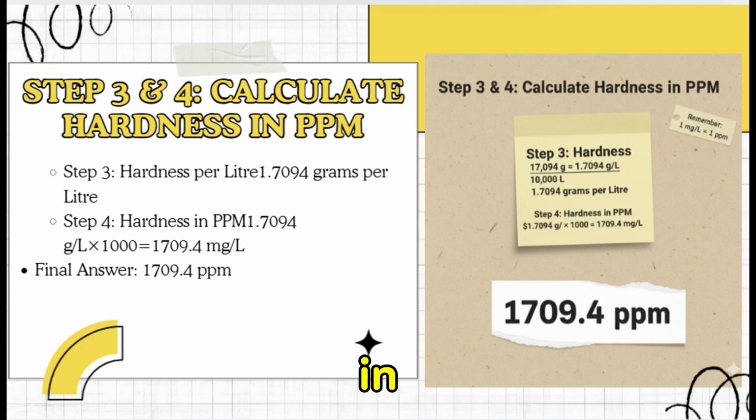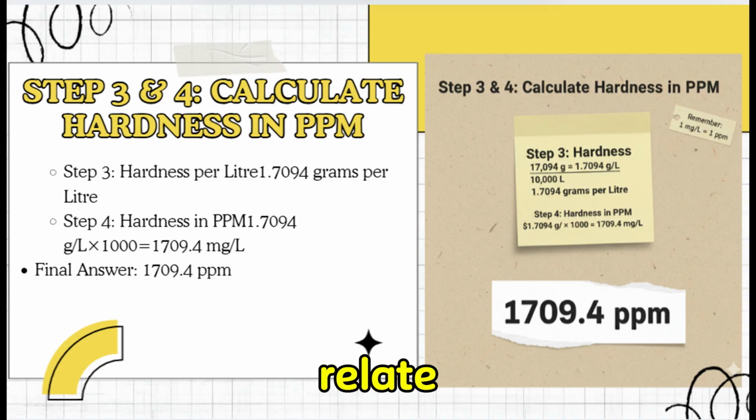Step 4. Express the hardness in ppm. The standard unit for hardness is milligrams per liter, which is the same as parts per million. First, let's convert grams to milligrams by multiplying by 1,000. 1.7094 grams per liter becomes 1,709.4 milligrams per liter. And since 1 milligram per liter is equal to 1 ppm, our final answer is 1,709.4 ppm. And that's how you solve it.